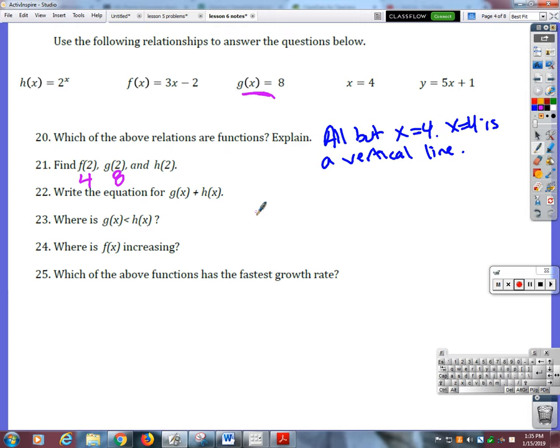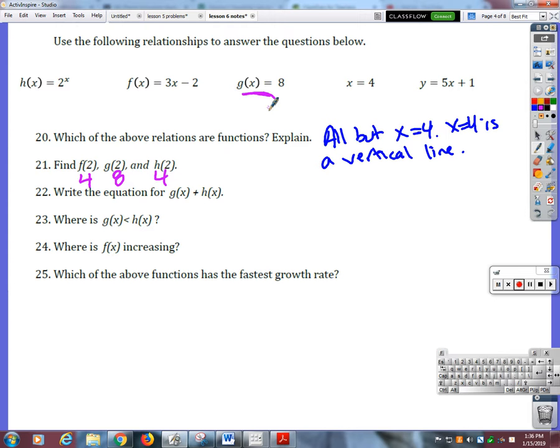When you plug 2 in there for x, what do you get? You're plugging 2 into the function for x. Because 2 to the second power is 4. So this function right here is saying, just like you said, whatever number I plug in, I'm going to raise 2 to that power. This function is saying whatever number you plug in, I'm going to multiply it by 3 and then subtract 2. This function is just saying whatever number you plug in, I'm just going to still give you 8. Yeah, it's a weird one.